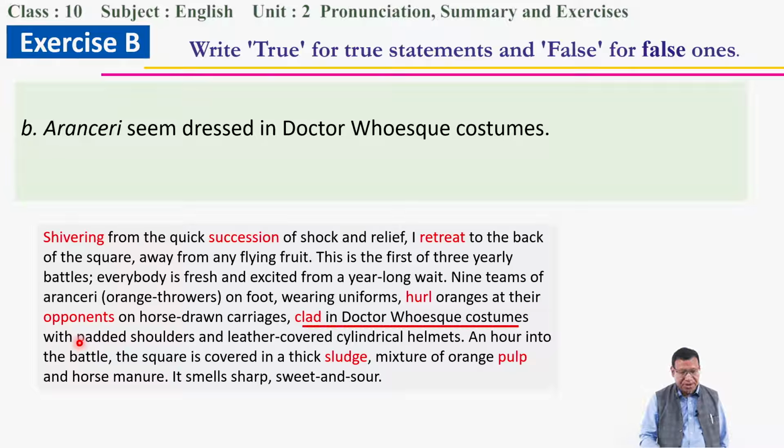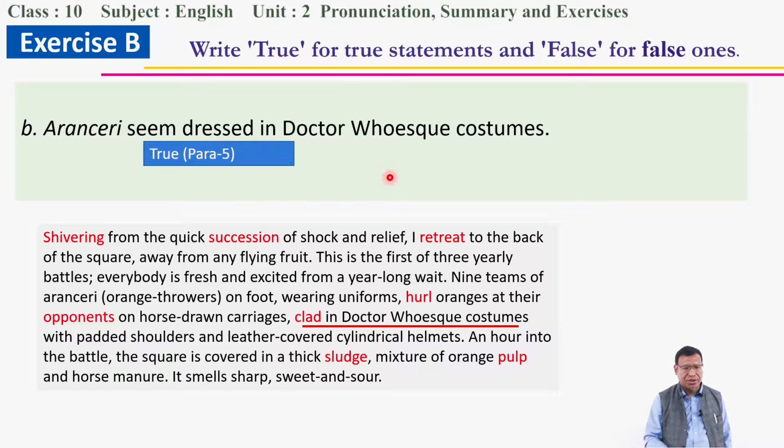So the information is located somewhere here, but it's not only the information. Aranchari seem dressed. Sometimes it is confusing. The Aranchari on foot are wearing the uniform. Look at this one: 9 teams of Aranchari on foot wearing uniform, and they throw oranges. And other Aranchari are on the horse. One kind of Aranchari are on foot, another are on horse. And the Aranchari in the horse drawn carriages are in Dr. Oldskew costumes. And therefore, this statement is a true statement.